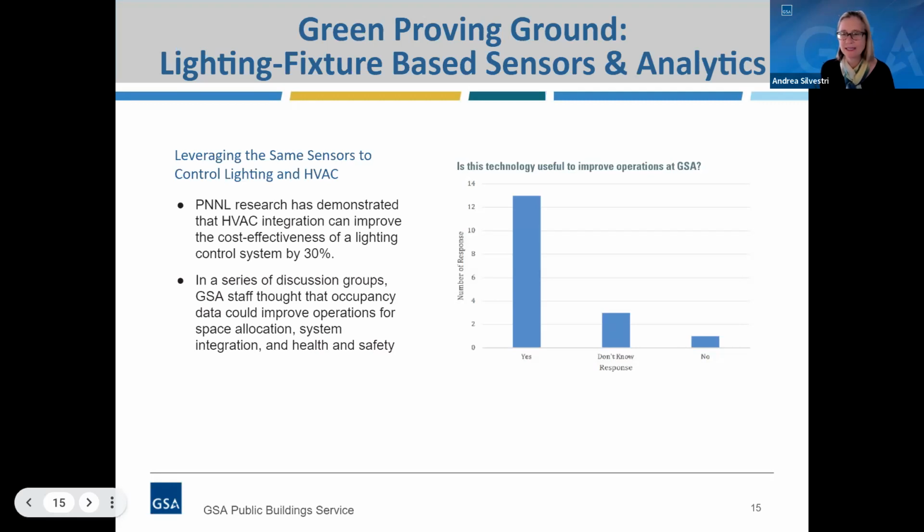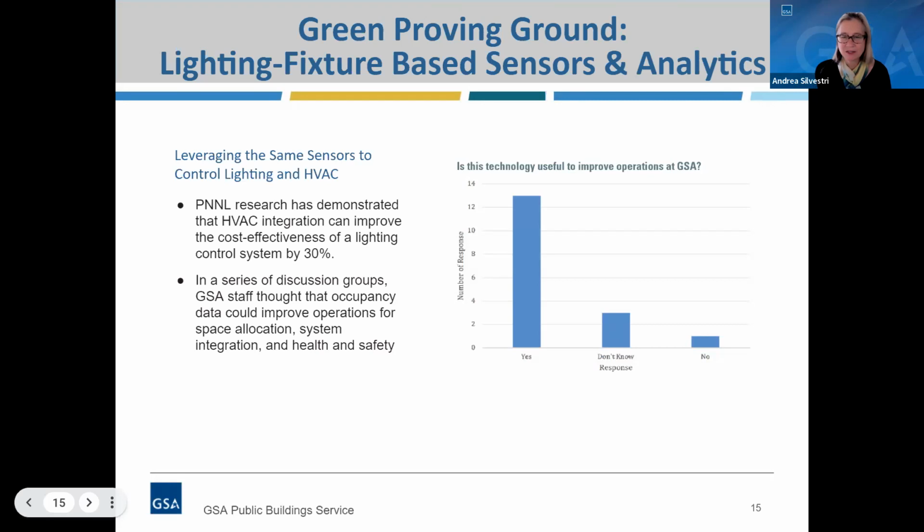And PNNL has found successful integration at several other federal facilities. They found that leveraging a lighting control system to control heating and cooling can improve the cost effectiveness of a lighting control system by 30%. So there's a big savings if you can integrate your lighting system with your heating and cooling system.